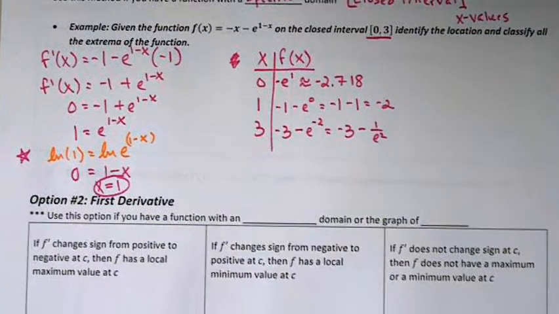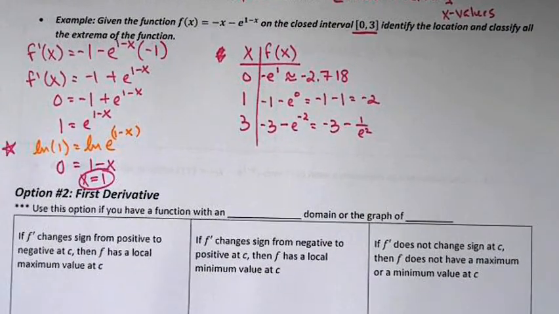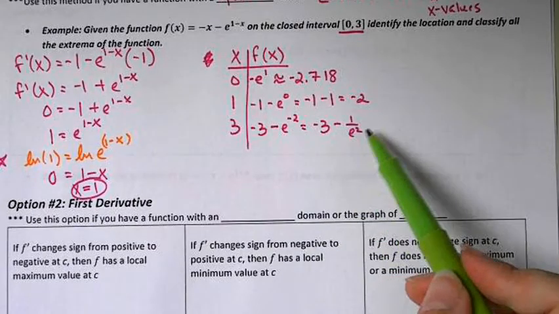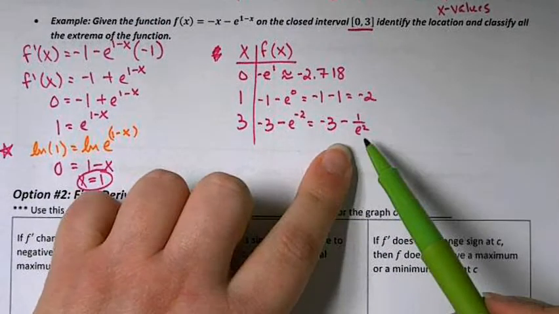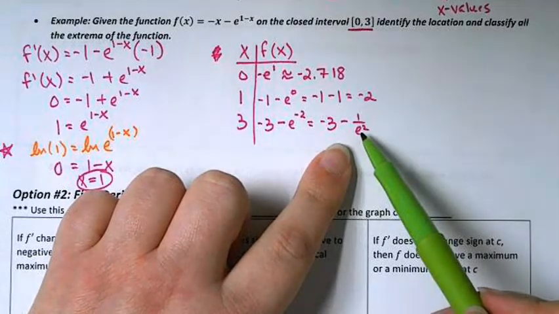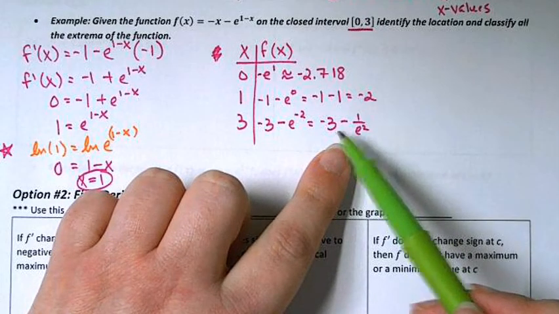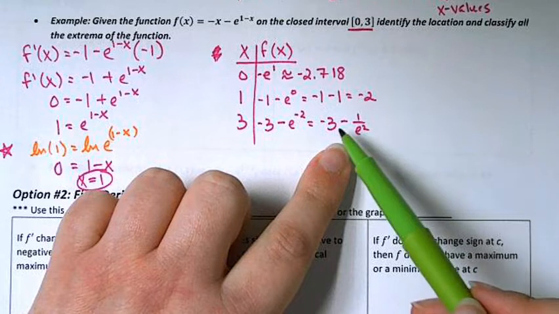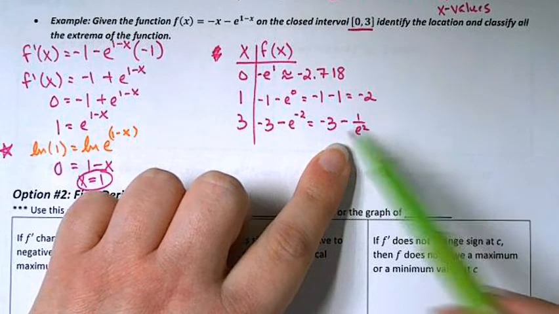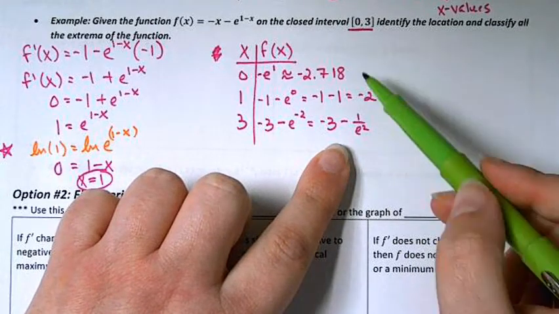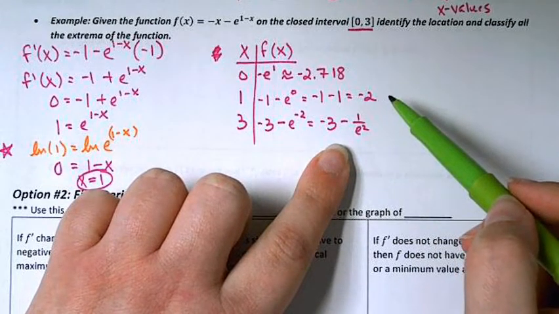Now we need to actually identify whether these are minimums or maximums, minima or maxima, sorry. Well, the reason that I purposely changed this to negative 3 minus 1 over e squared, I know that this is going to be a little bit less than negative 3, right? It's going to be more negative than negative 3. So it's negative 3 point something, all right? And that's going to help me figure this out even if I don't have a calculator.